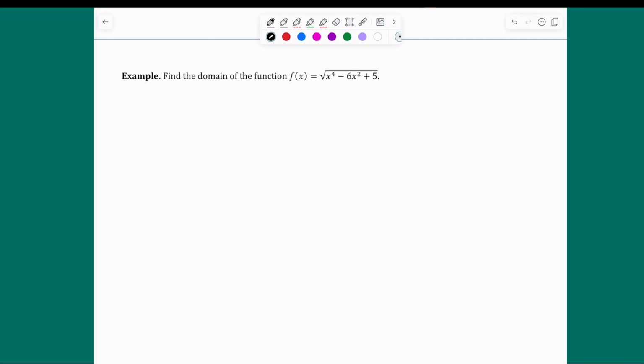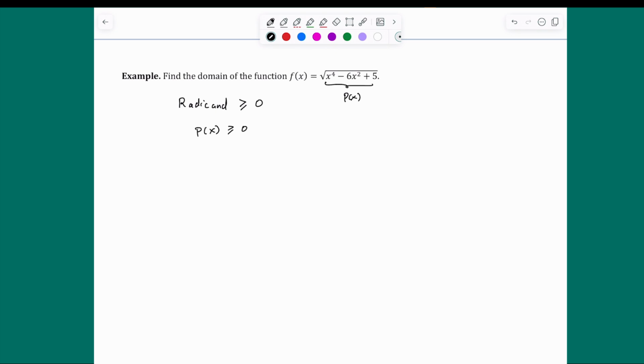And so what we need to do to find the domain is make sure that the radicand is greater than or equal to 0. Okay, and so what is the radicand? Well, the radicand is just that polynomial, x to the fourth minus 6x squared plus 5. And so we need that polynomial to be greater than or equal to 0.